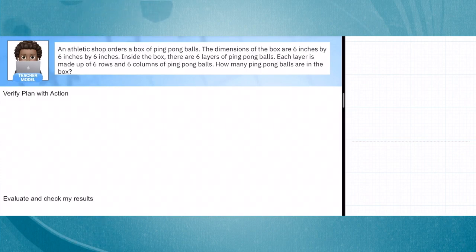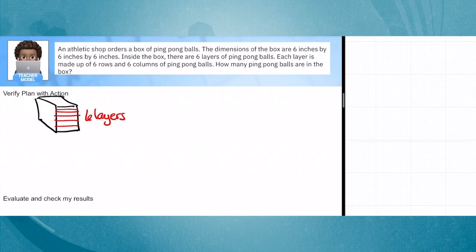And we have a box. I'm going to try and draw a box. And that's what our box looks like. And our box has 6 layers to it. Six. All right, so there's 6 layers. Kind of like a cake stacked. So 6 stacks, 6 layers.